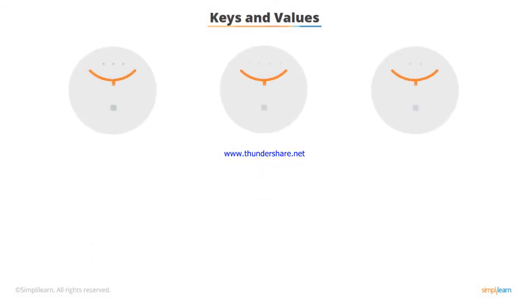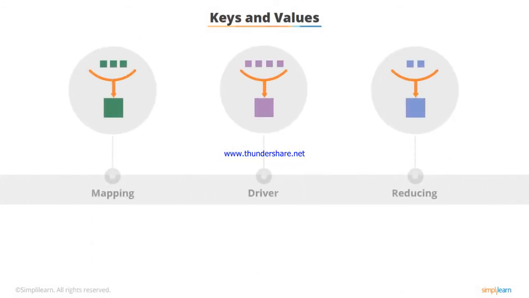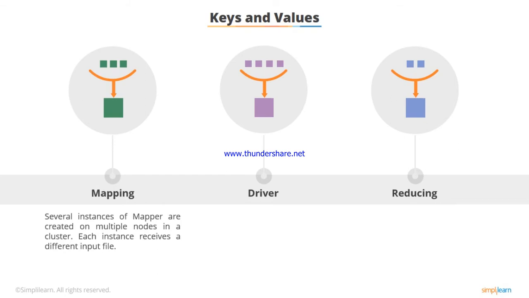Each value has a key associated with it. The reducing function works on a list of data elements, i.e., the key value pairs, to produce one output value or a list of output values. All the output values are not reduced together. The values with the same keys are processed together by a single reducer, as shown in the image. Here, different colors represent different keys. In mapping, several instances of the mapper are created on multiple nodes in a cluster. Each instance receives a different input file.